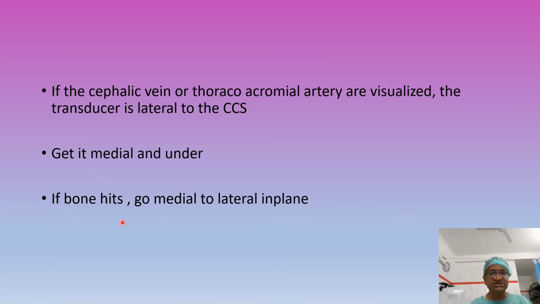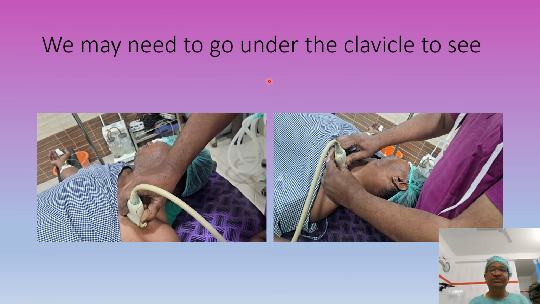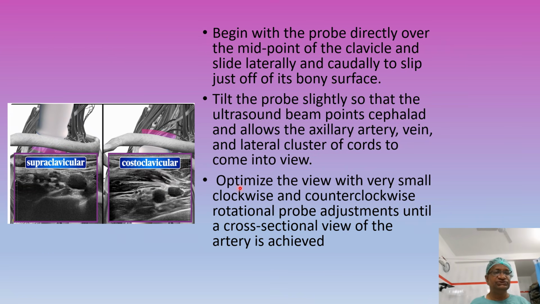If the bone hits, then you need to go. Normally, the technique is from lateral to medial. Sometimes you may also go medial to lateral in plane technique. We may go under the clavicle, medially, to see the axillary artery. So this is supraclavicular, this is costoclavicular. See, the brachial plexus is coming, this is the clavicle, supraclavicular we are seeing from here, and costoclavicular we are seeing from here.